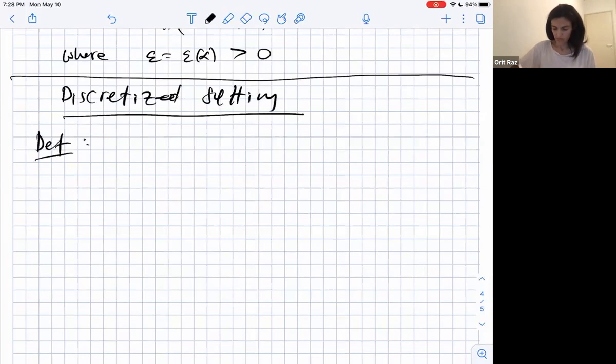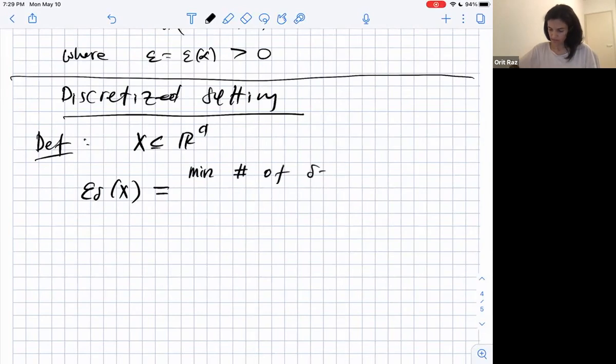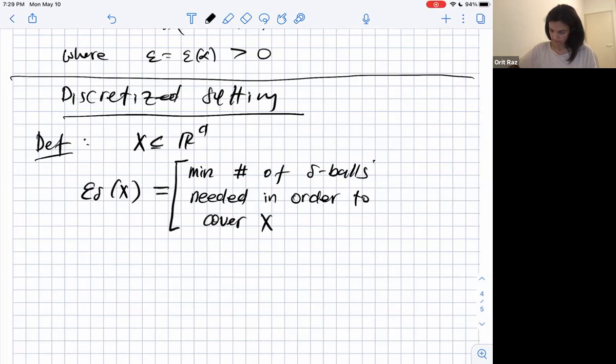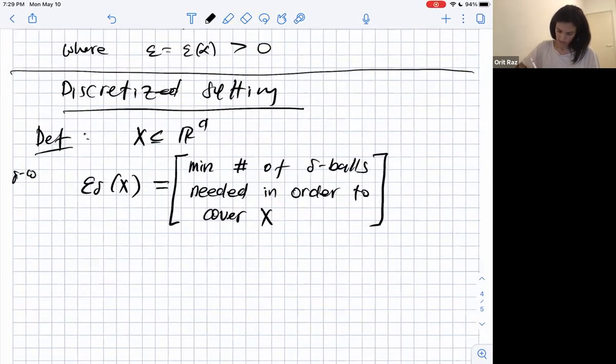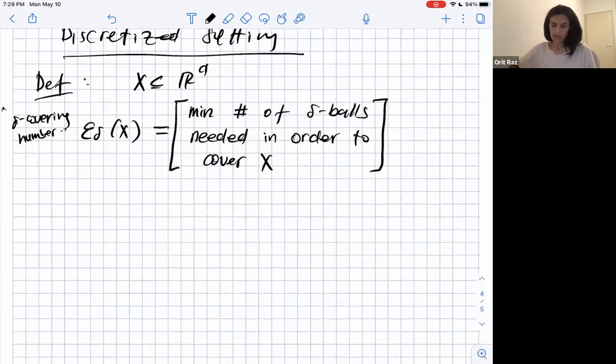So if we have a subset X of R^d, we can define its delta covering number to be just the minimal number of balls of radius delta needed in order to cover X. So this is the delta covering number of X. So this is the definition.